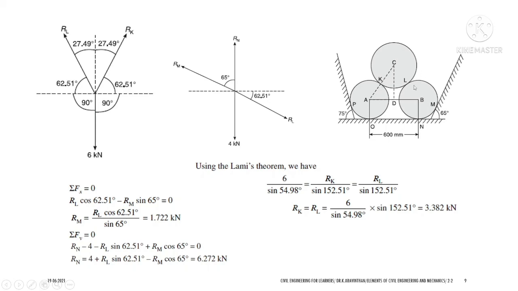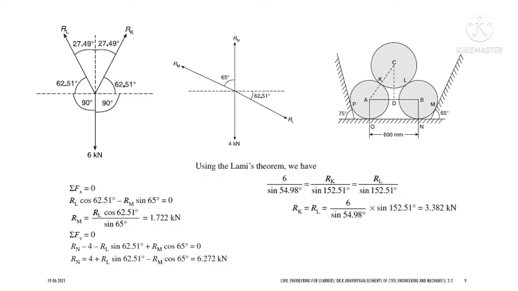Take the sphere B, and if we are finding the reactions, the reactions RM and RN will be upward. Since we know that the reaction will be purely upward, RN is written here, and the self weight will be acting downward, which is 4 kilonewton, and the angle with RM will be 65 degrees. So you will be getting RM at the same 65-degree angle, and the next force is RL. You already found out that the line of action of force is RL, and the angle is 62.51 degrees, and the same angle will be here for RL. With respect to horizontal, the angle will be 62.51 degrees.